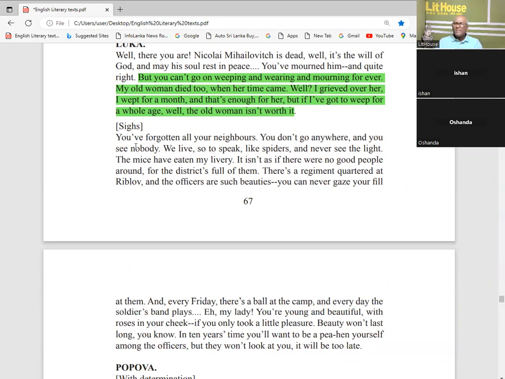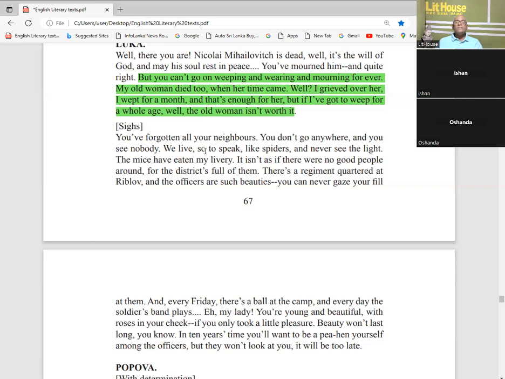Popoa is sad. Popoa is very obstinate. Stubborn. Because she does not see through this matter.